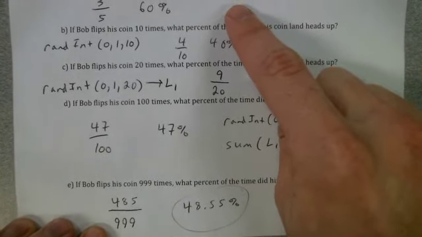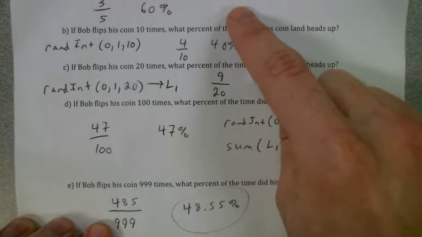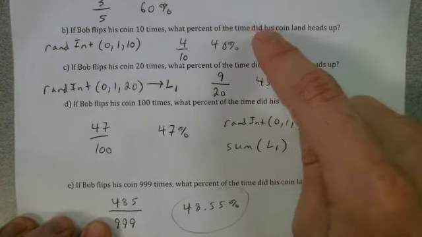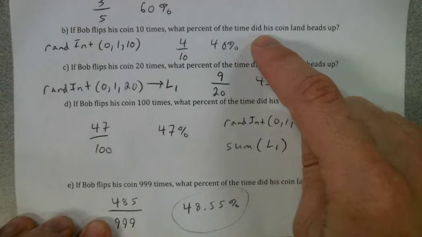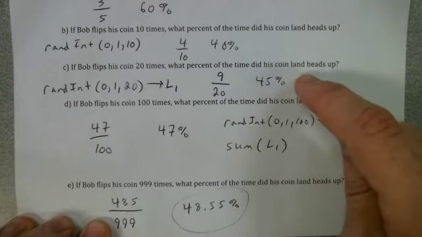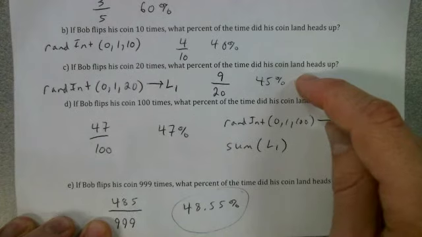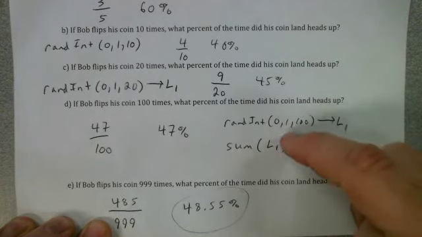So when Bob just did a few flips, it landed heads up 60% of the time, close to 50%, but there was a big difference. Same thing when he flipped his coin 10 times, it landed heads up 40% of the time. That's close to 50%, but there's a big difference. When he flipped his coin 20 times, he got heads up 45% of the time. Close to 50%, but a large difference.